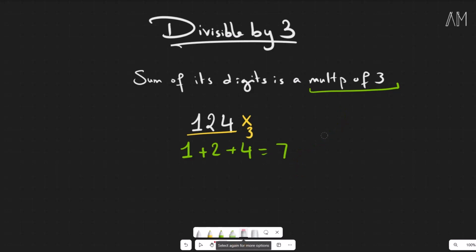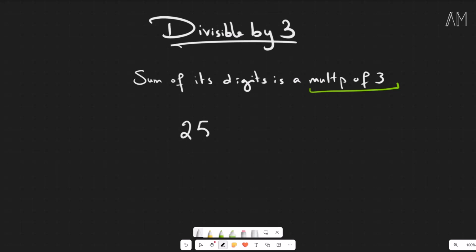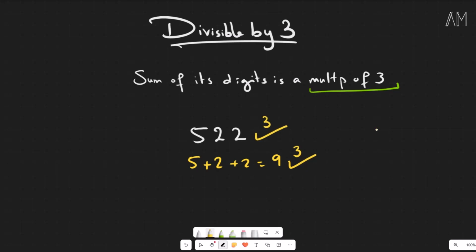Let's take another example. Let's take, for example, 251. Add them together. 2 plus 5 is 7 plus 1 is 8. It is not a multiple of 3, so it's not divisible. Let's take another example. Let's say here we have 522. Let's do it. 5 plus 2 plus 2 is equal to 9. Well, 9 is a multiple of 3, so I can simply say that 522 is divisible by 3.